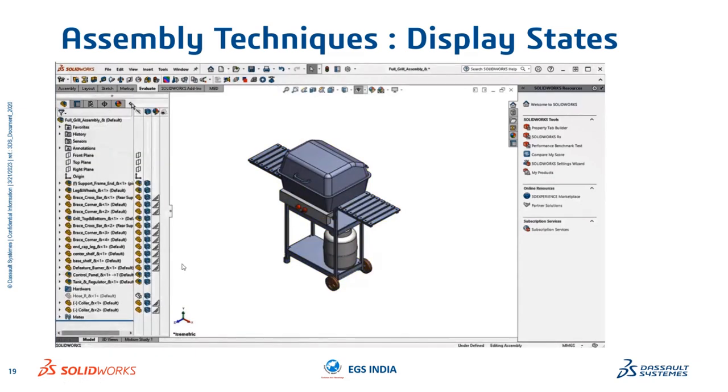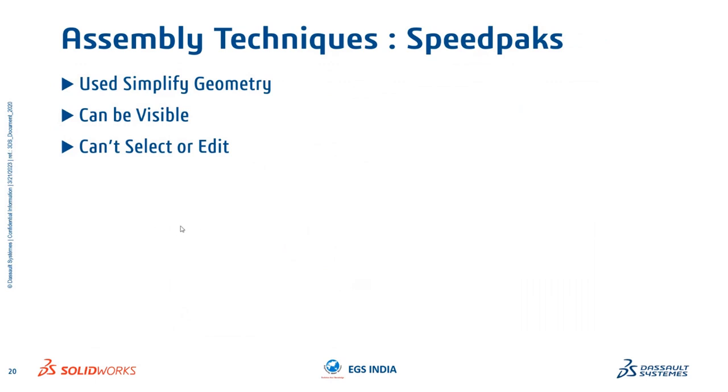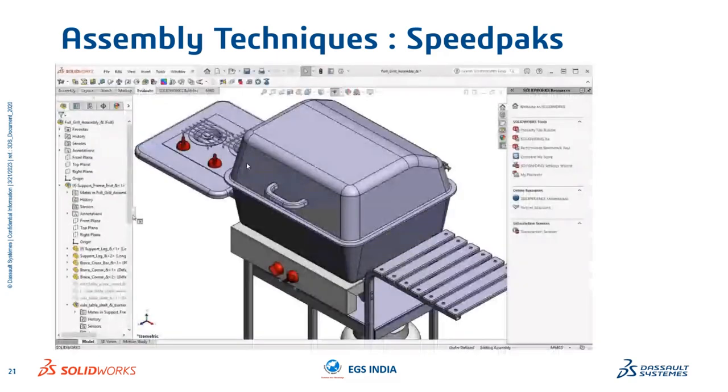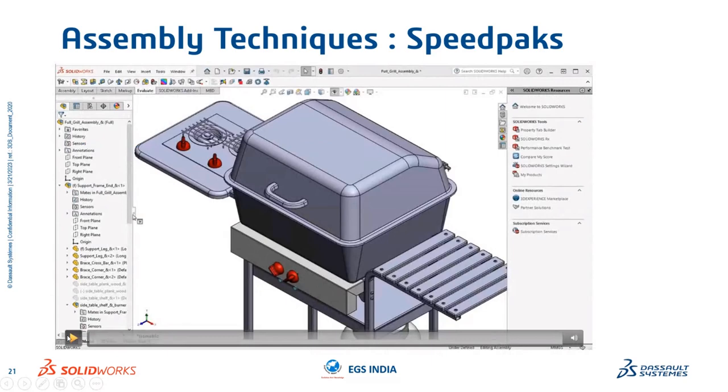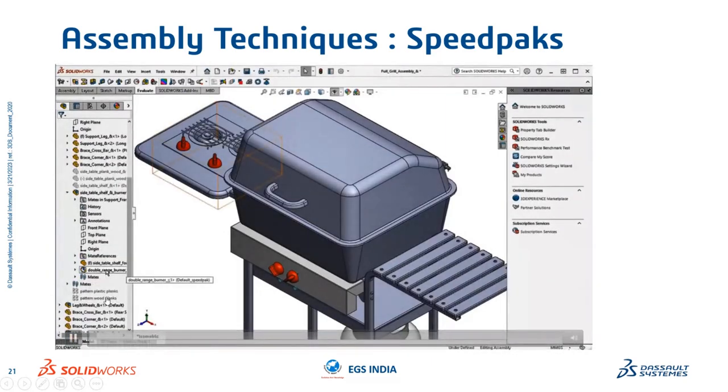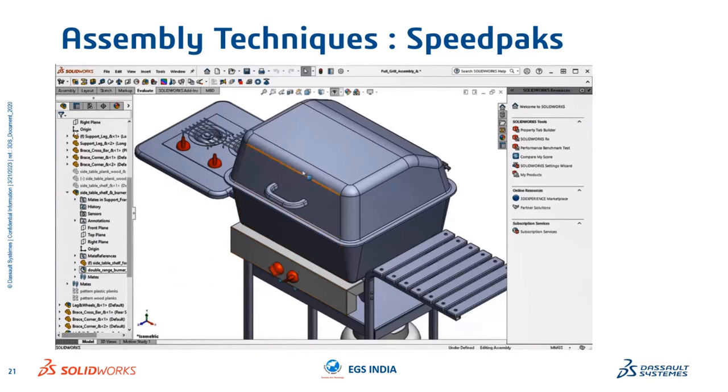And then the speed packs. Well, speed packs are the derived configuration. They are used for the reduced component graphics. It contains the simplified geometries only. So for this speed packs, we can see a short video. Here in this video, I am using a simplified geometry, but not suppressed. It will be shown in the particular assembly file. You can see that the particular speed pack configuration shows the icon like this. You cannot select or edit that particular component.